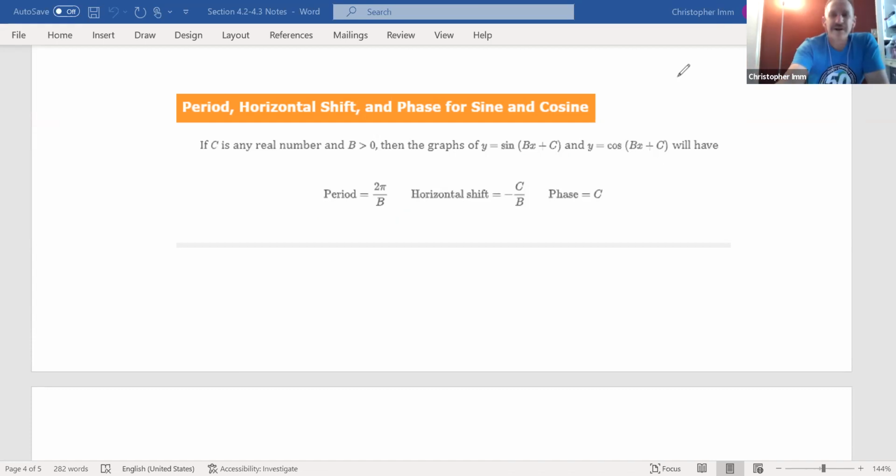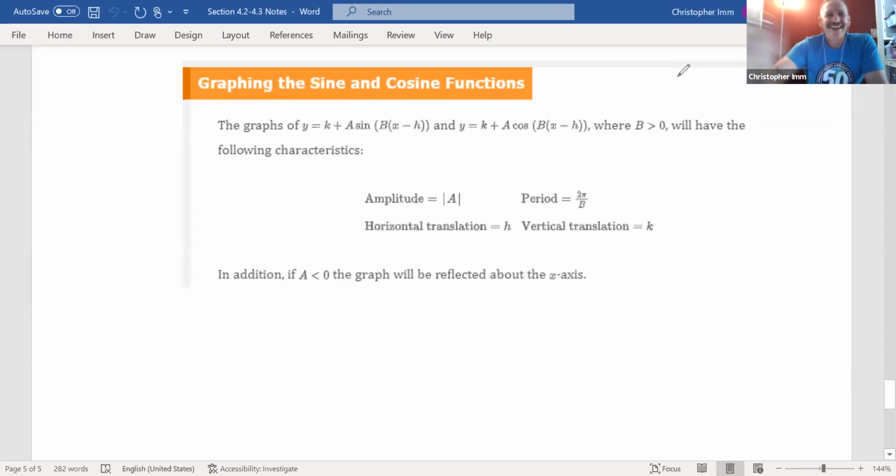So putting it all together, if you have a graph of sine or cosine that has been shifted like k plus a times the function, b times the quantity x minus h. A is always the amplitude, vertical stretch or compression. B is always going to control the period, horizontal stretch or compression. H, the inside addition, is going to move the graph left or right. It's counterintuitive. So if h is positive, it moves it left. If h is negative, it moves it right.